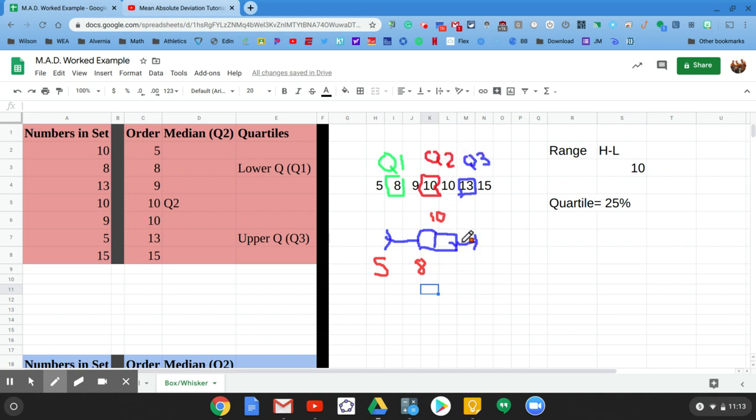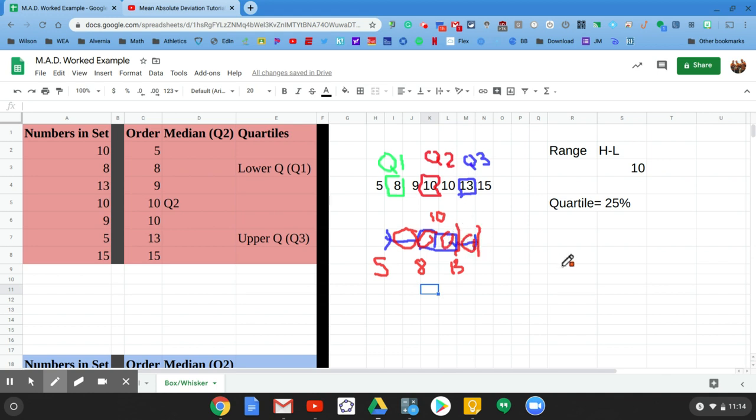Quartile number 3 starts at 10 and goes all the way up to 13 right here. So that's quartile number 3. And then you're saying, well, where's the last one? Quartile number 4 is this distance. It's the end of quartile 3 all the way up to the last whisker right here. So that's actually quartile 4. If I count this, here's quartile 1, quartile 2, quartile 3, and then quartile number 4 is all the way up here.